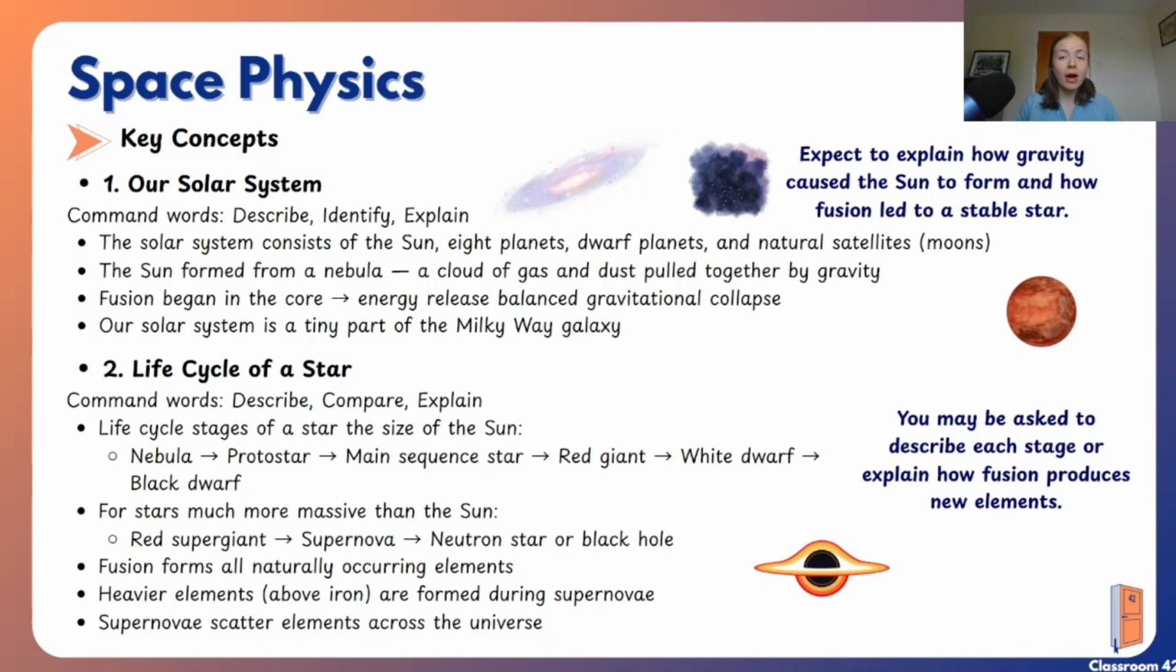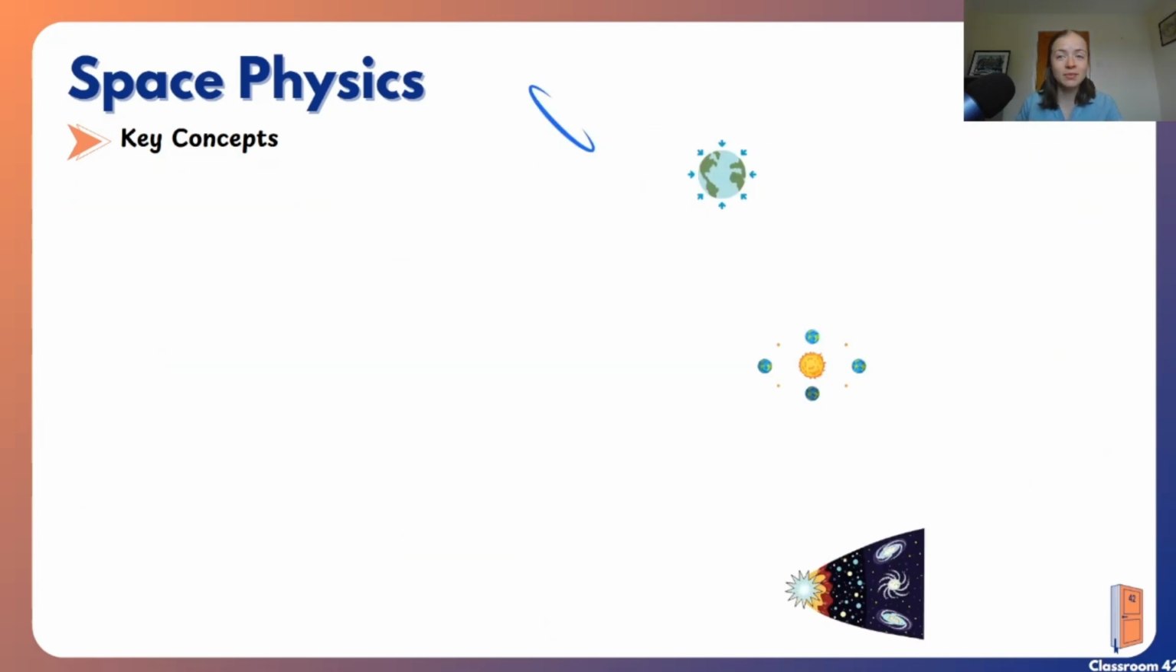You also need to talk about how fusion, which is related to the star, forms all naturally occurring elements, and those heavier elements, all of those above iron, are only formed during supernovae. And supernovae scatter elements across the universe, which helps explain how essentially the universe was created. So you may be asked to describe each stage or explain how fusion produces new elements.